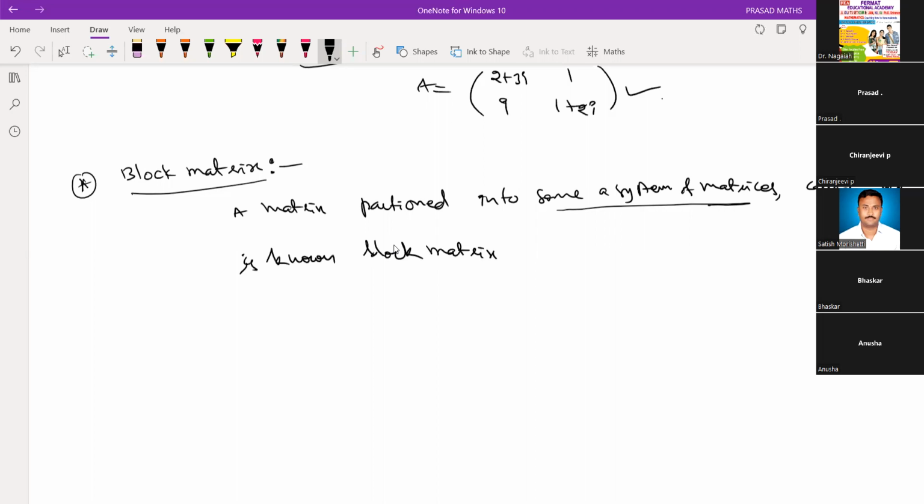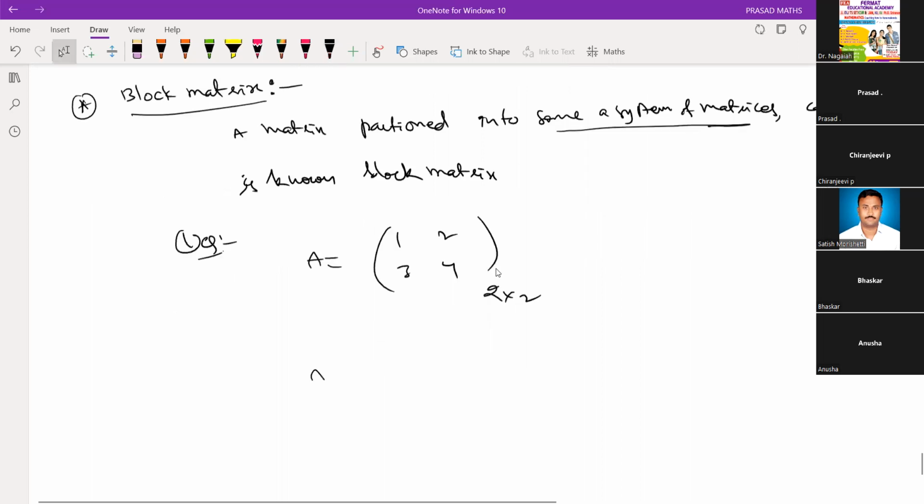Example. Suppose you take A equals 1, 2, 3, 4. You know it is a 2x2 matrix. So can you write it as a block matrix? Yes. By drawing a horizontal line and a vertical line, we can get a partition. So block matrix can be obtained by drawing horizontal and vertical lines.